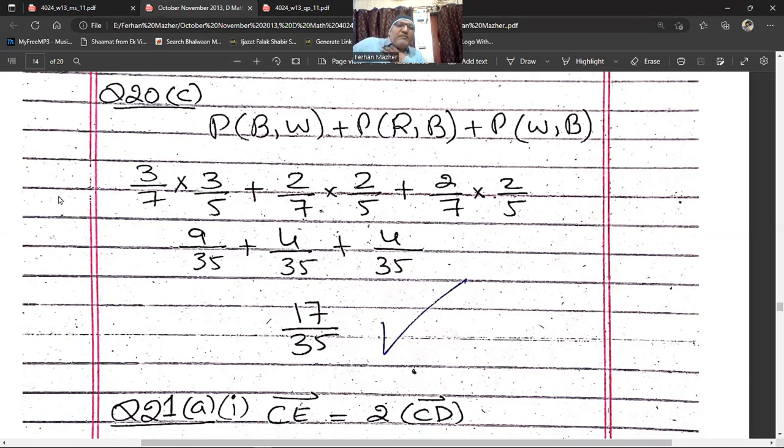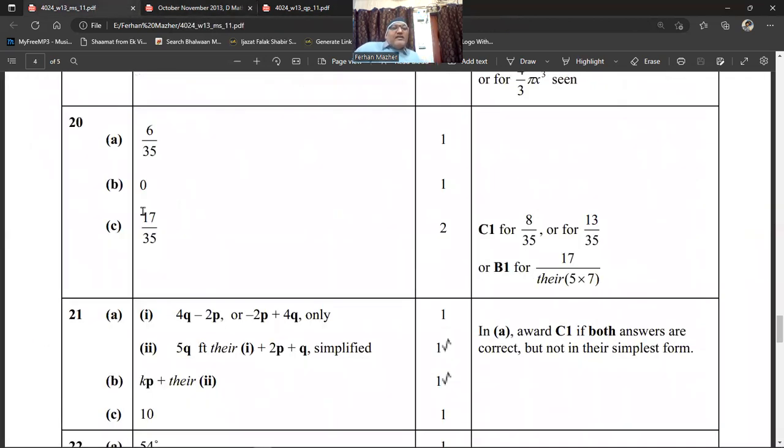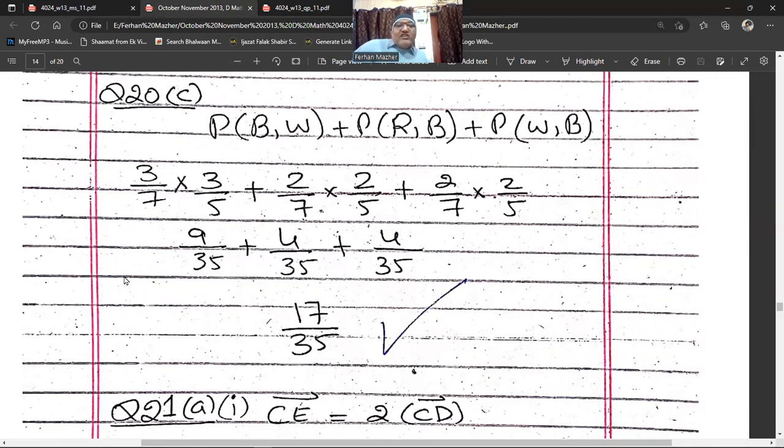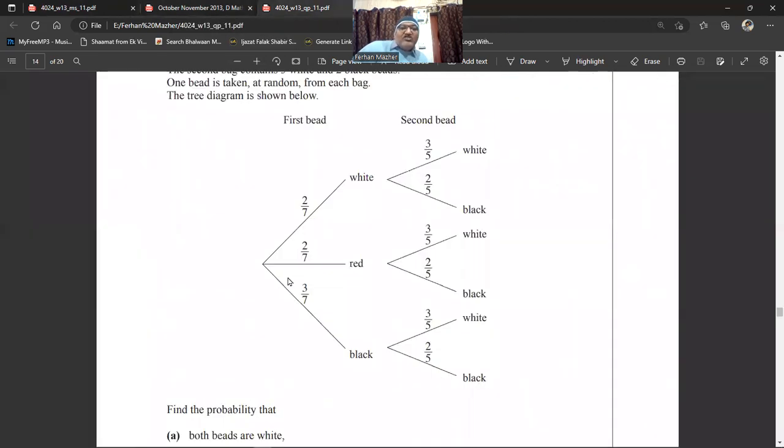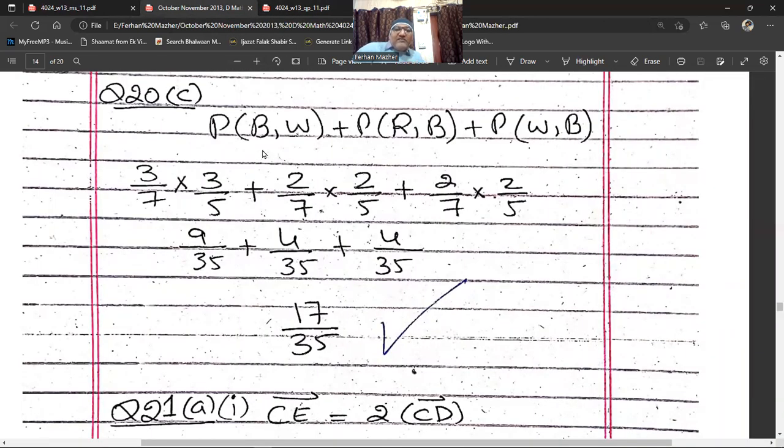The probability of the black comma white will be 3 by 7 multiplied by 3 by 5, plus red comma black, that will be 2 by 7 multiplied by 2 by 5, plus white comma black, that will be 2 by 7 multiplied by 2 by 5, and that will be 9 by 35 plus 4 by 35 plus 4 by 35. When you add them, their denominators are the same, so you just directly add them. So that will be 17 by 35. 17 by 35 is the right answer, and I hope you understand how this is done. From this, we have found this value.